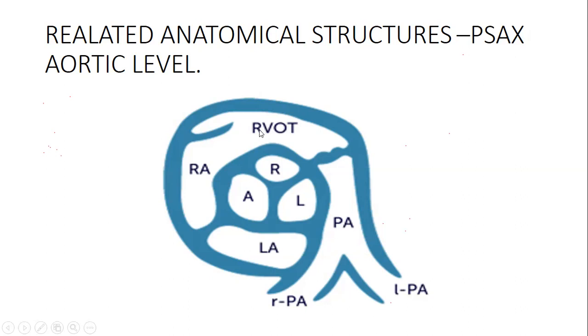From the RVOT, you've got the pulmonic valve. Blood now is going to the lungs, the pulmonic valve here. Immediately after the pulmonic valve, you are going to have the main pulmonary artery, which branches into 2, the right pulmonary artery and the left pulmonary artery.